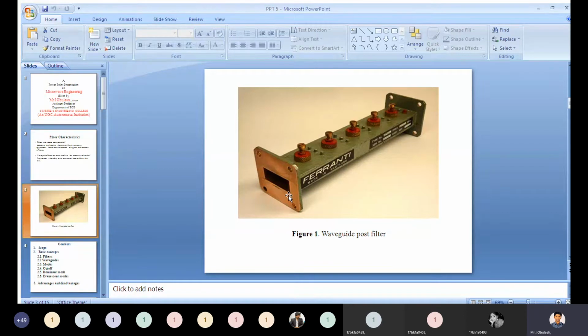A number of waveguide components have filter theory applied to their design, but their purpose is something other than to filter signals. Such devices include impedance matching components, directional couplers, and duplexers. These devices frequently take on the form of a filter, at least in part. You need to see the figure, waveguide post filter.